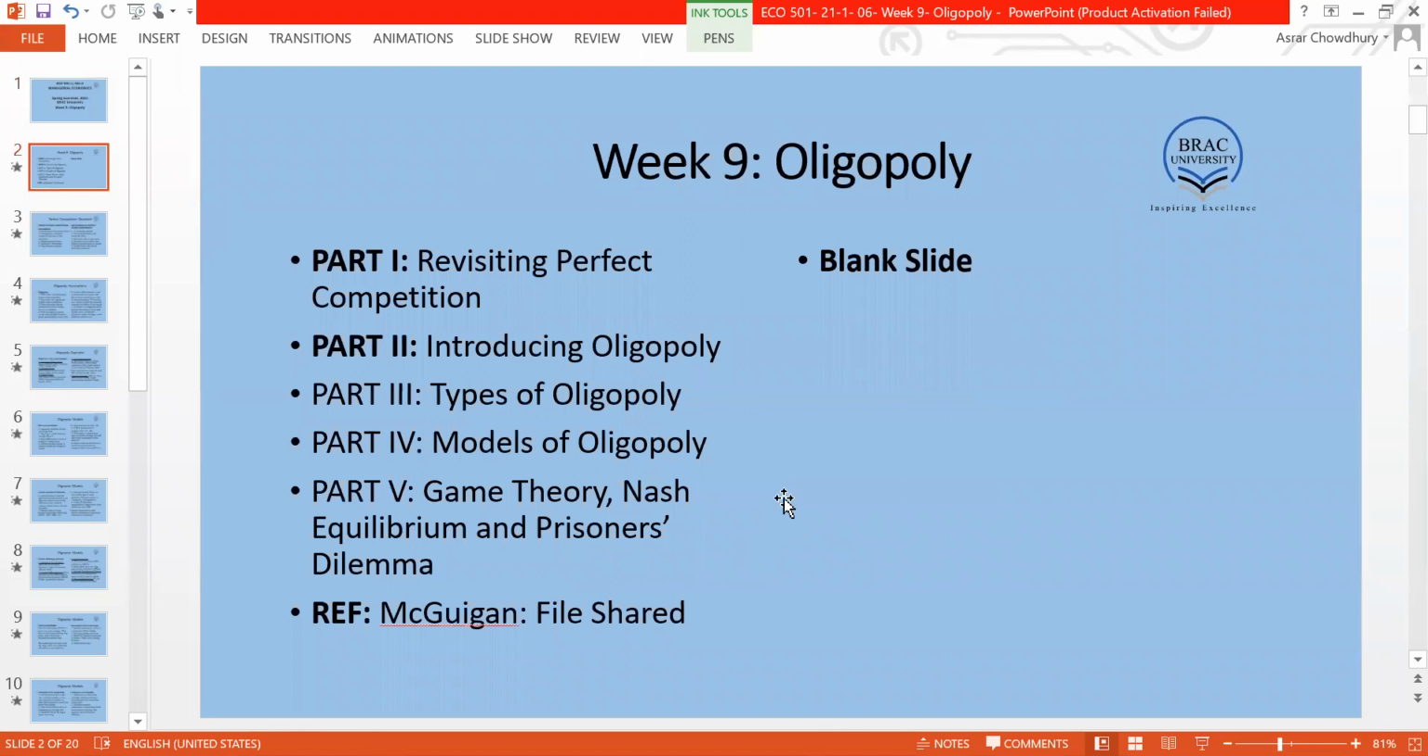Okay, so what we're going to do, we'll divide the lecture into 5 parts. Part 1 is revisiting perfect competition. Then we look at the assumptions of oligopoly, that means which assumptions of perfect competition we break. Number 3, we look at types of oligopoly. Number 4, we look at models of oligopoly. And then we start game theory today with a very simple application of the Nash equilibrium and the prisoner's dilemma. The file of these 2 chapters, I'll share after the class in your Facebook group.